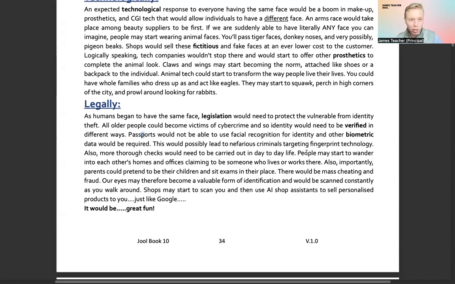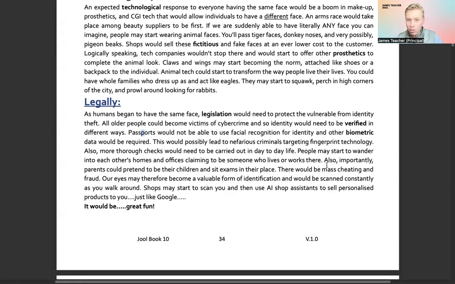People may start to wander into each other's homes and offices, claiming to be someone who lives or works there. Also, importantly, parents could pretend to be their children and sit their exams in their place. There would be mass cheating and fraud. Our eyes may therefore become a valuable form of identification and would be scanned constantly as you walk around. Beep, beep, beep, beep. Shops may start to scan you and then use AI shop assistants to sell personalized products to you, just like Google already does. It would be, please put your own adjective in there.